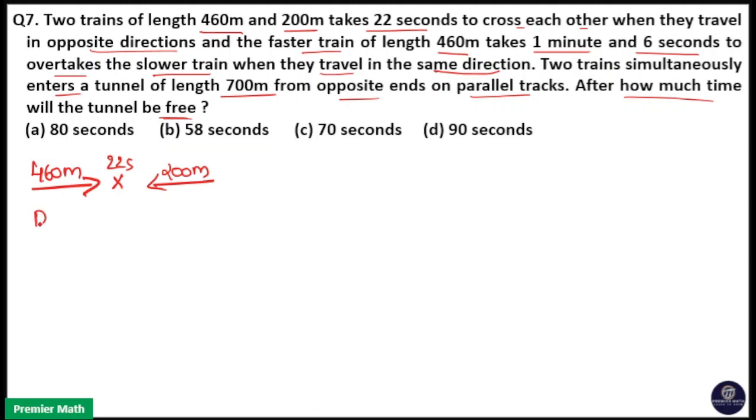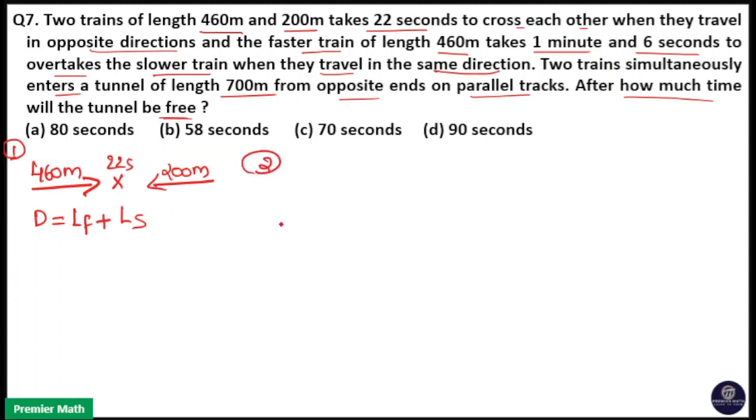That means here distance covered will be equal to length of both the trains. Here faster train has length 460 meter. That means distance covered will be length of faster train plus length of slower train. This is the first case. Here in this case both the train lengths are covered because they are crossing each other. So distance covered will be equal to total length of these two trains.